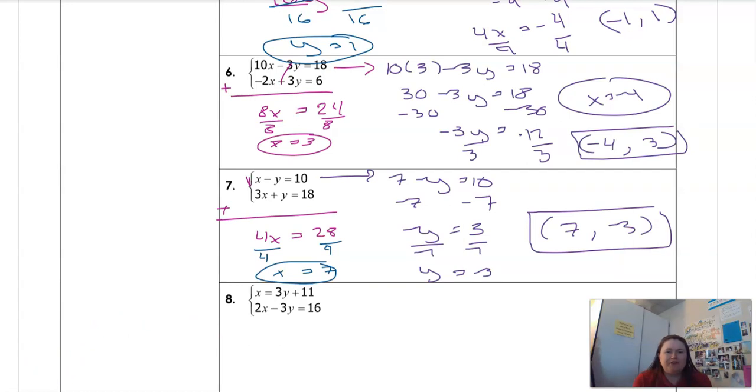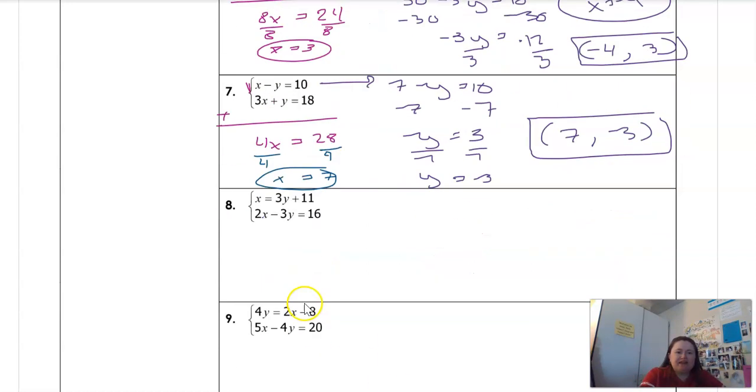Okay, so hopefully you have completed 6 and 7 now, so just check your answers. For 6, I got (-4, 3). For 7, I got (7, -3). So if you made a mistake, hit pause, fix your mistake, and then move on. We're going to move on to 8.